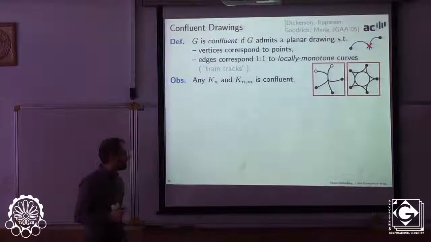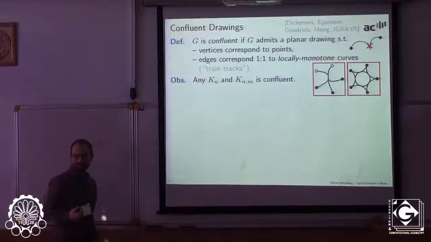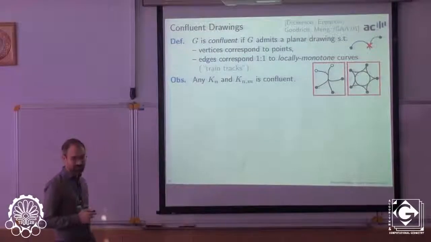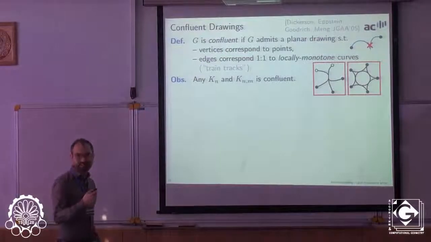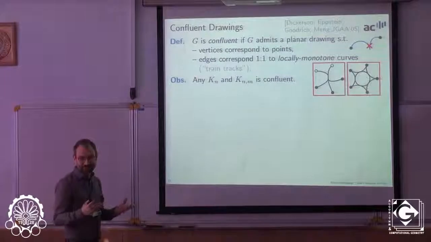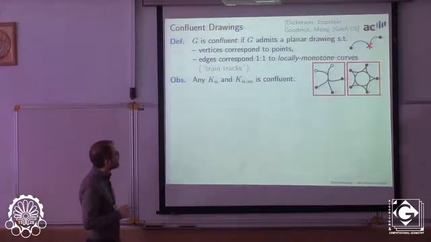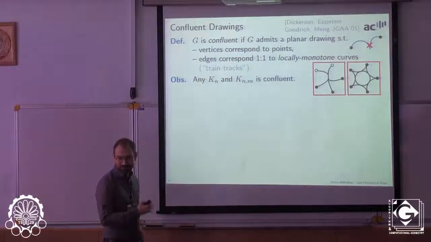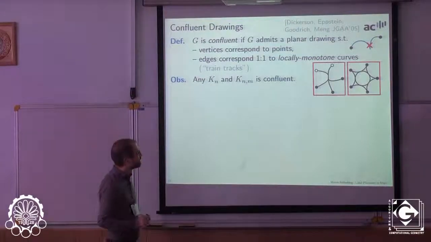And now you can make some easy observations of which kind of graphs do admit confluent drawings. In particular, complete graphs and complete bipartite graphs. So the most crossing-complex graphs that you can imagine, they are actually confluent. So you can draw them without any edge crossings. Okay? So this is kind of nice.